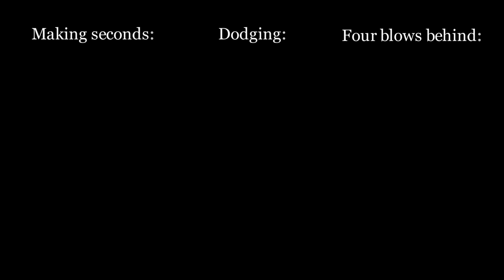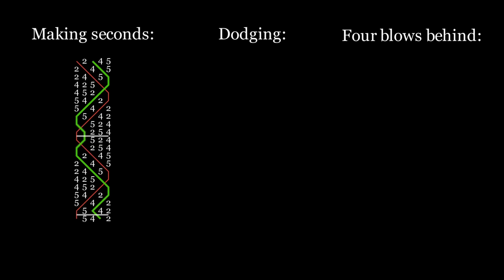Making seconds involves doing something called making a place, where your bell stays in the same position during a change. A place could be in any position, and after a place you could go in either direction. In this case, we come back to the front to lead again.